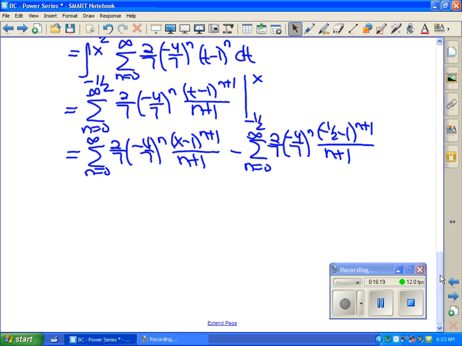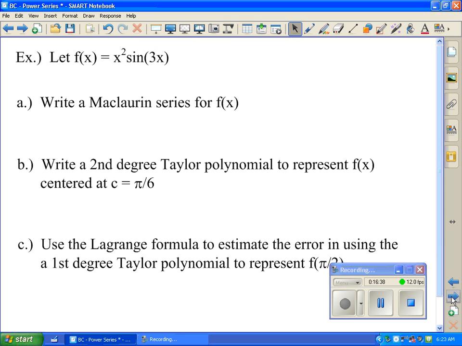What the book does is it sets up the indefinite integral, has a plus c, and then uses an initial condition to solve for the c part. So what you would say here is that when x is negative 1/2, ln is equal to 0, and you would get the same thing for your plus c terms. Okay, that is enough of that one.